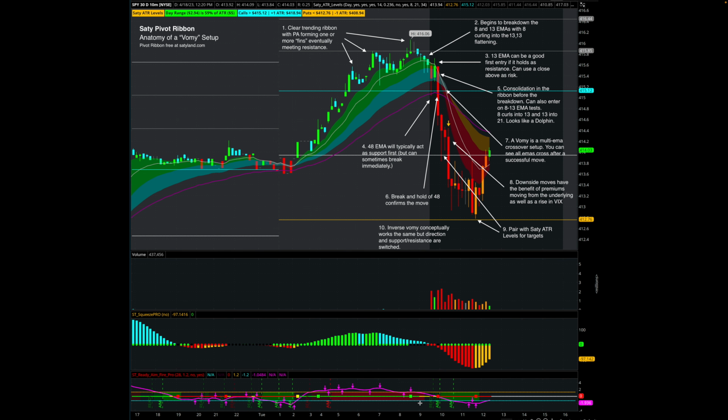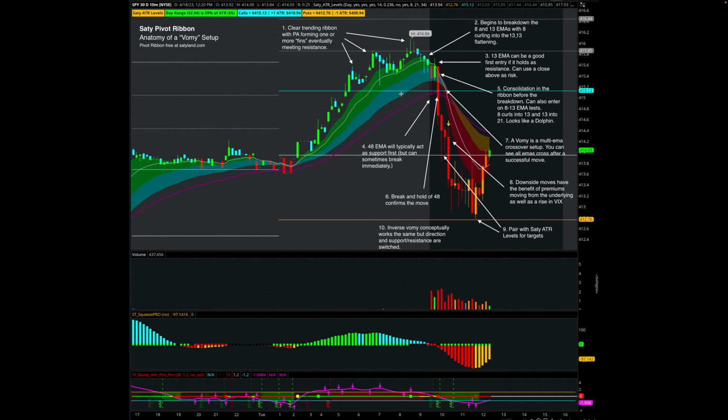The Vomy setup, in a nutshell, is effectively a multi-EMA crossover setup, a reversal setup that is fairly straightforward to see when you're using the pivot ribbon. So let's talk a little bit about the history of it.